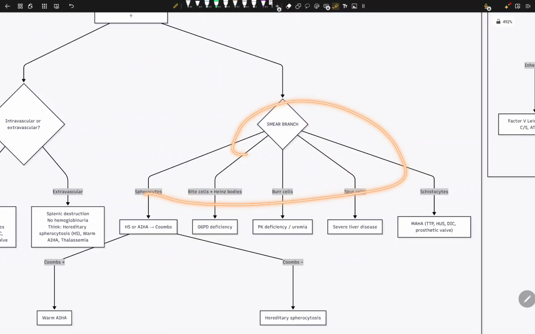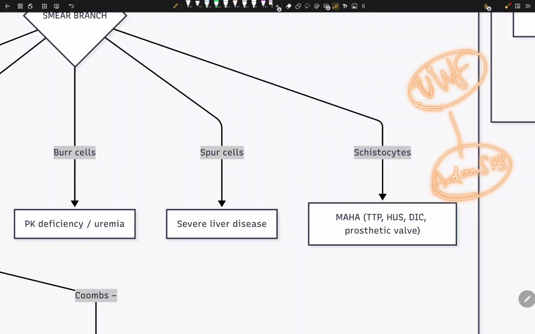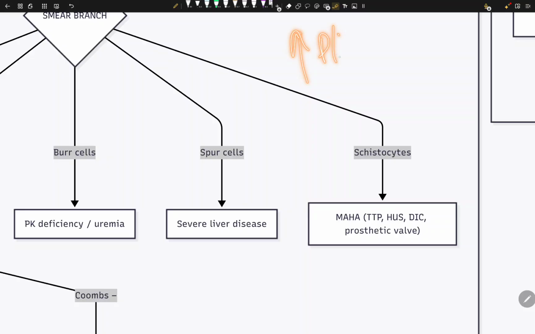Here we have this smear branch. Basically, schistocytes are mechanically sheared RBCs, in cases of TTP, HUS, DIC. In TTP we have bad ADAMTS13. ADAMTS13's work is to cut VWF, von Willebrand factor. If it's bad, we have increased adhesion and increased clumping of the platelets. Once we have increased clumping, the RBCs going across these clumps get mechanically sheared, and we have these schistocytes.